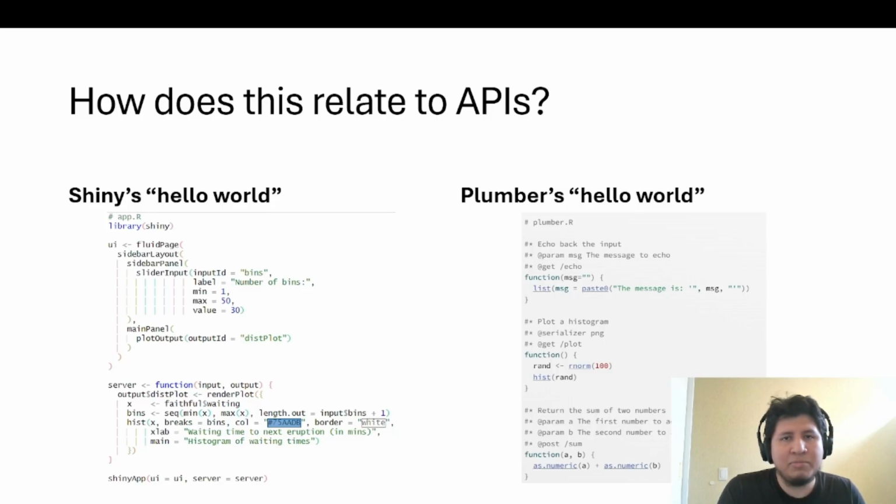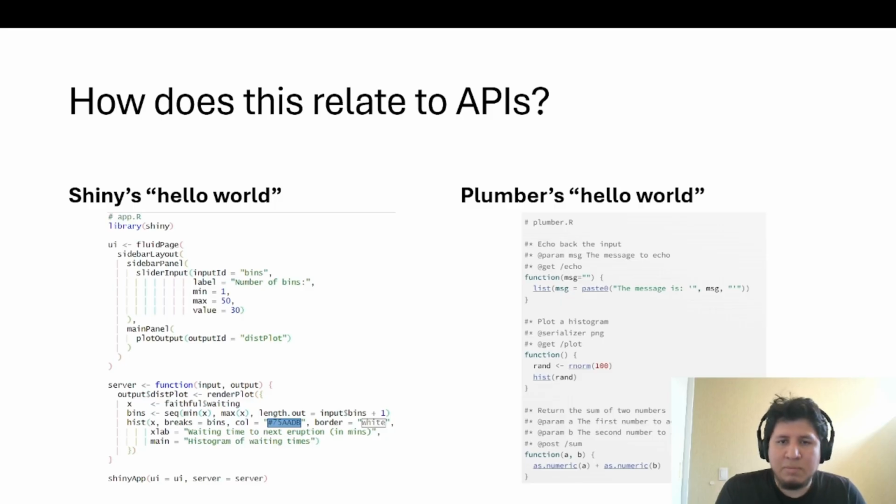For Plumber, you have something pretty similar. You have your plumber.r file, and inside this, you will define your endpoints using roxygen 2 syntax, right? You will define them as functions, and you will add comments and tags from roxygen 2 to create metadata for these functions. And at the end, this will be rendered as endpoints for your application.